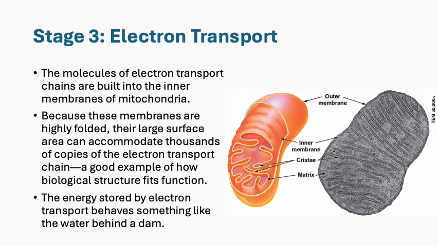The electron transport chain is located in the inner membranes of the mitochondria. This membrane is highly folded into structures called cristae, which greatly increases the surface area. More surface area means more electron transport chains can be embedded in the membrane. This structural design allows the cell to maximize ATP production. The energy released as electrons move through the chain is used to create a buildup of hydrogen ions, setting the stage for the final step of ATP production.